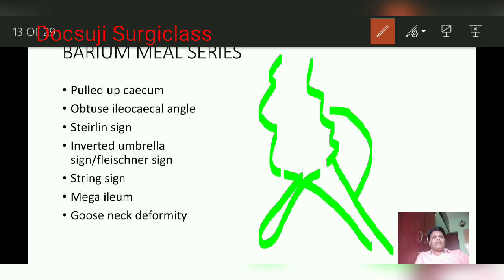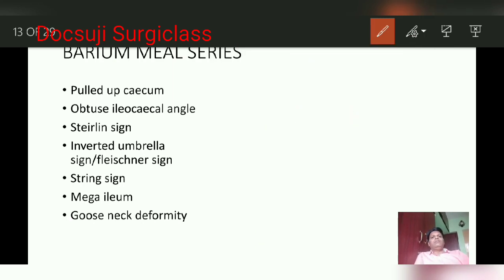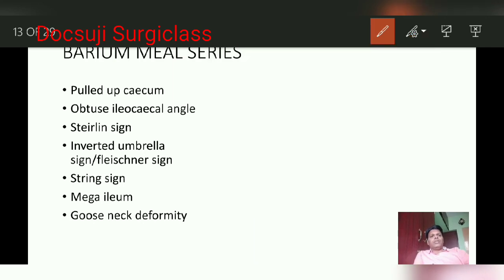The next other signs: Sterling sign, inverted umbrella sign or Fleischner sign, string sign, megaileum. These three signs I am going to discuss in upcoming slides. The megaileum is nothing but, because of the obstruction, there is a dilatation of the ileum. That is called megaileum. This is gooseneck deformity. Suppose you got a cecum, what will happen? The terminal part of the ileum will be narrowed, and again you can see the dilated part. This is called gooseneck deformity. See other signs, I will show some slides.